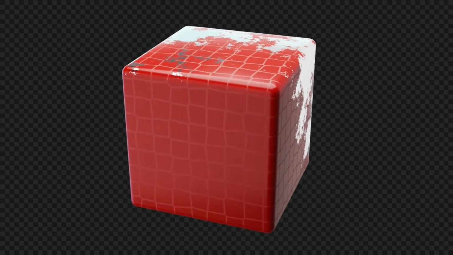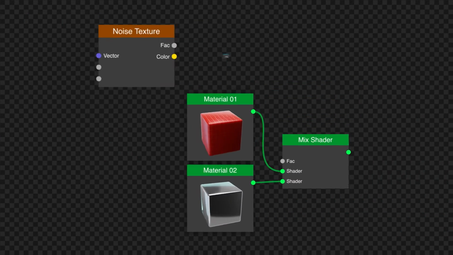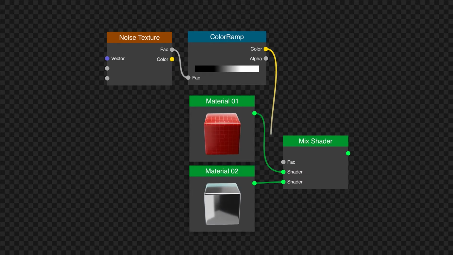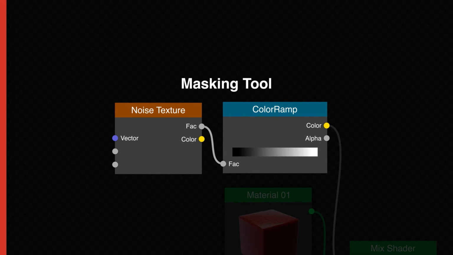Today you will learn how to create this procedural material in Blender. It contains two materials going through a mix shader. A noise texture which is connected to a color ramp acts as a factor on the mix shader. In short, the noise texture which is connected to a color ramp is a masking tool on the mix shader.